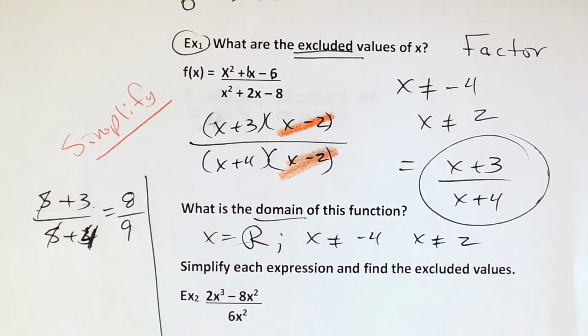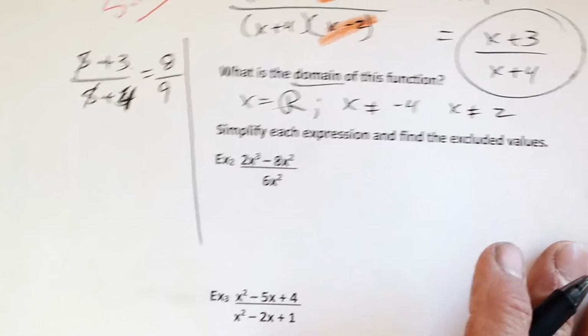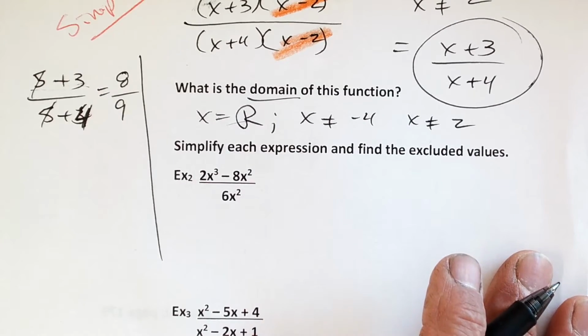Okay? Does that make sense? Those are the excluded values, right? It can be everything, anything, but not those two values, okay? All right, example 2. Simplify each expression and find the excluded value.